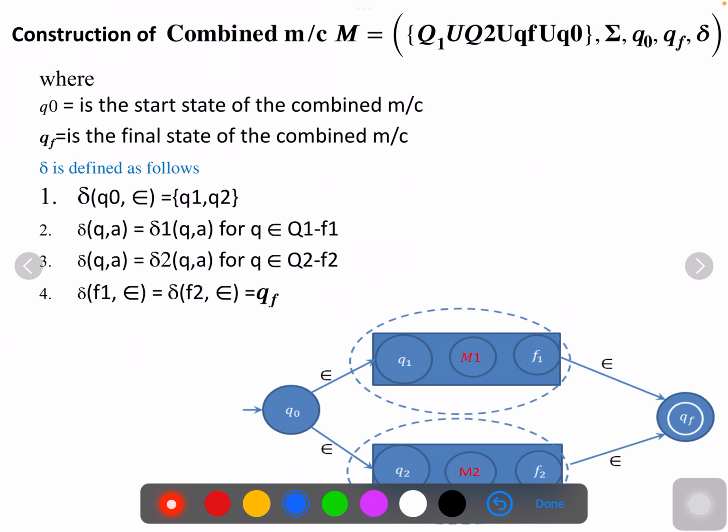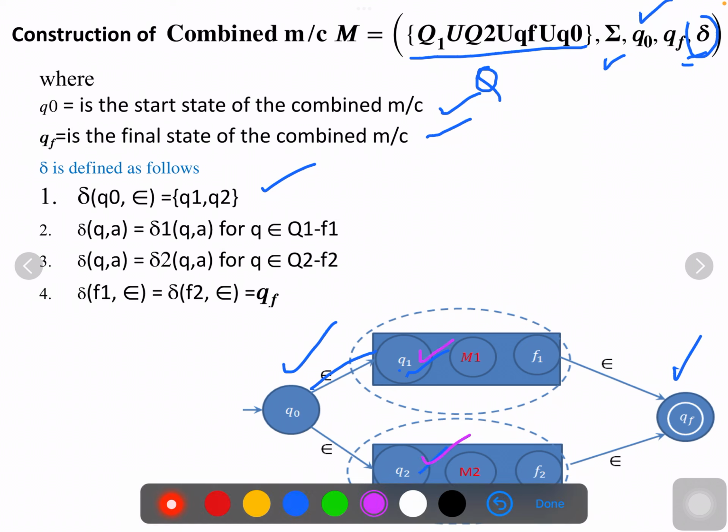So construction of the combined machine: is it accepting? Because all the set of Q of machine M1 union with M2, and I am taking 2 additional states Q0 and QF. This will be the Q of the combined machine. The sigma remains the same. Q0 is the initial state, QF is the final state, and delta. Then what is the delta I have to define? Delta of Q0 on epsilon will give Q1 and Q2, right?